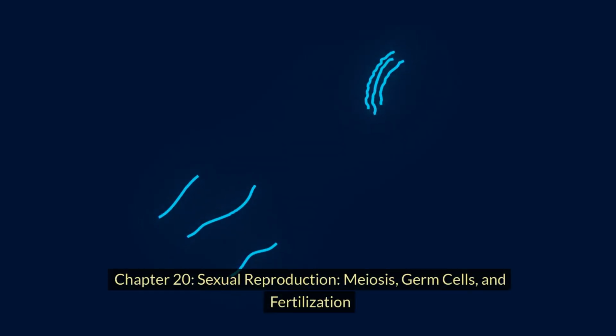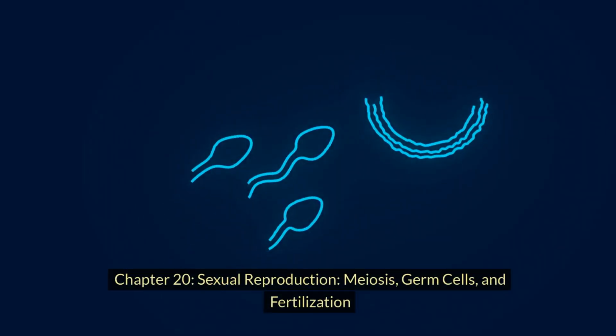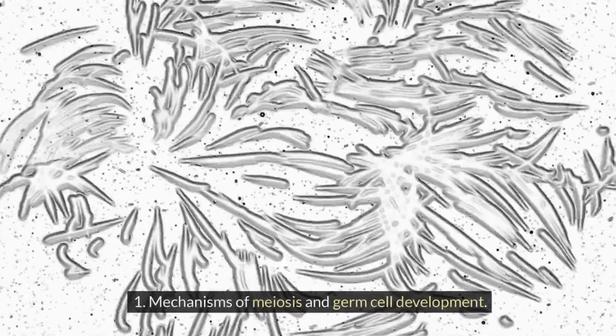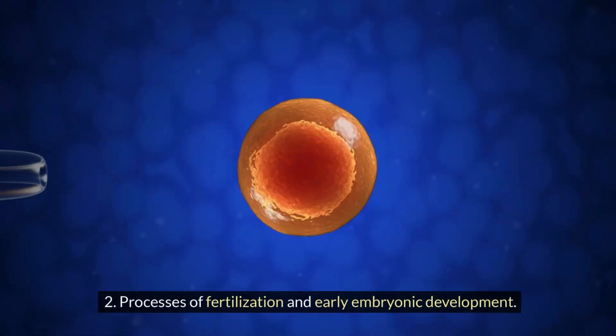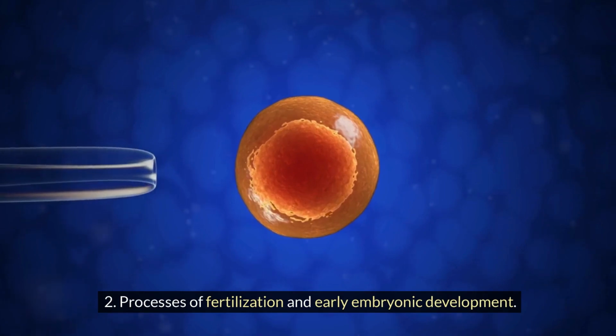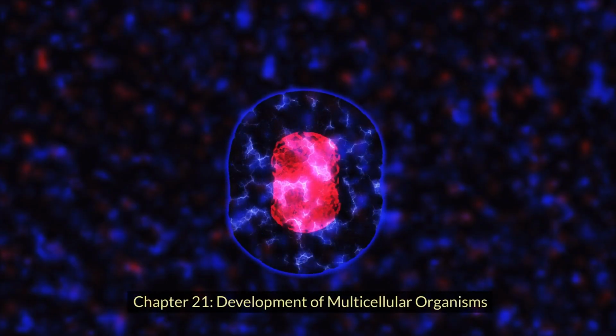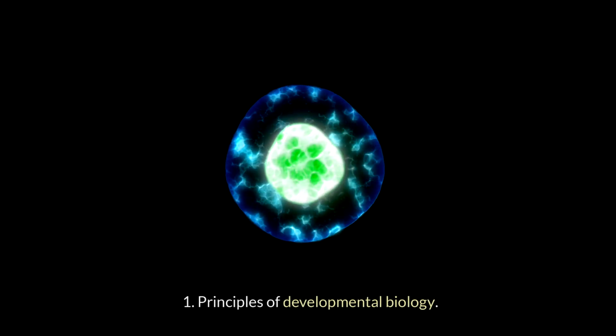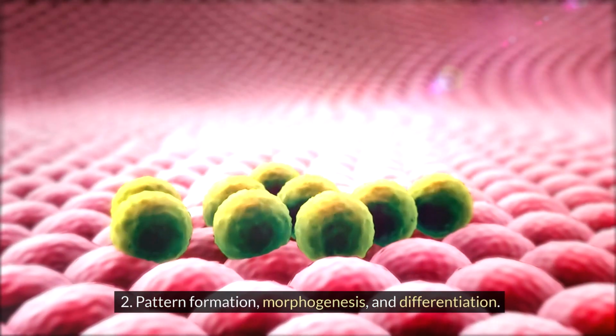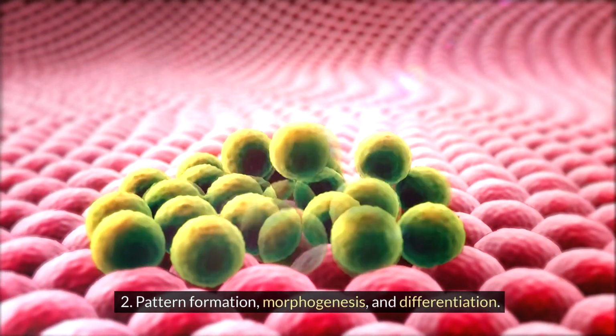Chapter 20. Sexual reproduction: meiosis, germ cells, and fertilization. 1. Mechanisms of meiosis and germ cell development. 2. Processes of fertilization and early embryonic development. Chapter 21. Development of multicellular organisms. 1. Principles of developmental biology. 2. Pattern formation, morphogenesis, and differentiation.